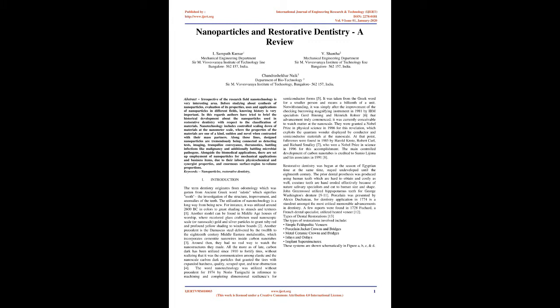The use of nanotechnology is far from new. For instance, it was used around 2600 BC in dyes to impart color to fibers and textiles. Another example can be found in Middle Age churches, where stained glass artisans used nanoscopic scale, or nanoscale, gold and silver particles to impart ruby red and deep yellow color to window panes too. Another example is the Damascus steel produced by the 12th to 18th century Middle Eastern metalsmiths, which incorporates cementite nanowires inside carbon nanotubes.